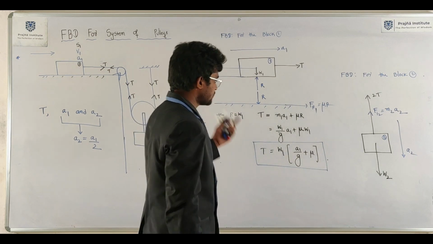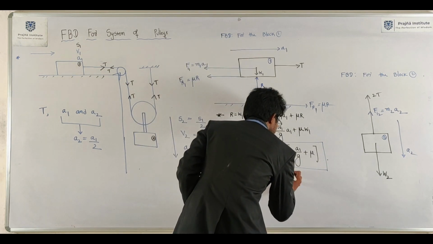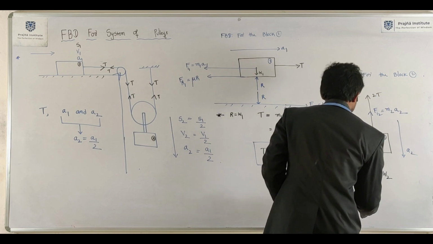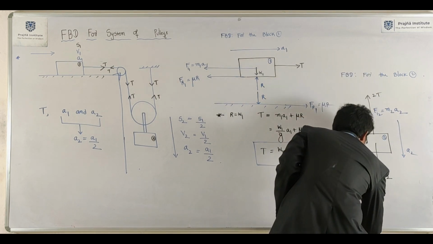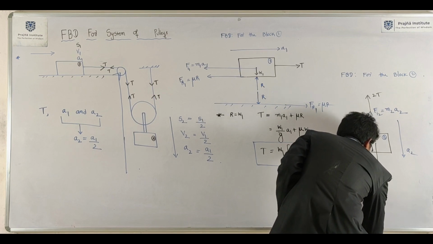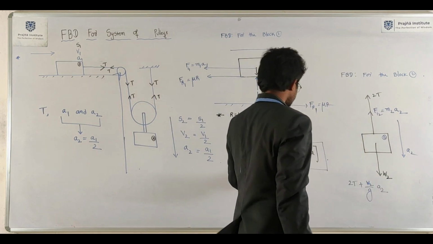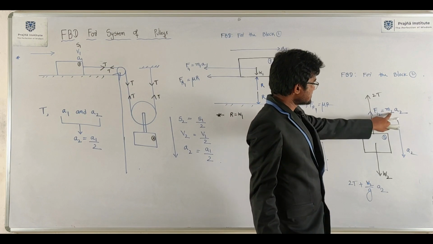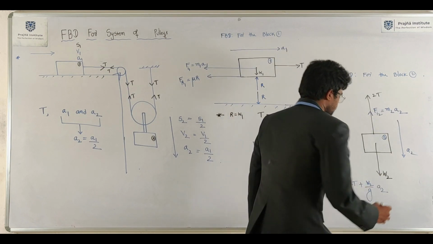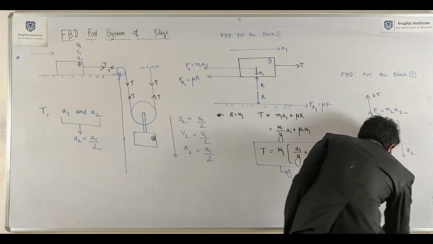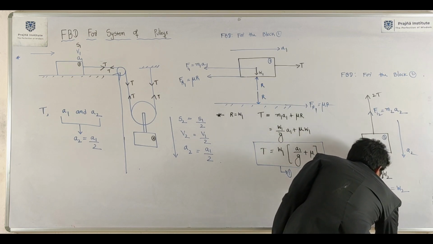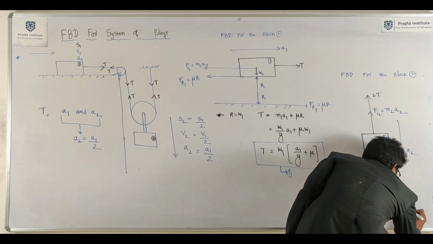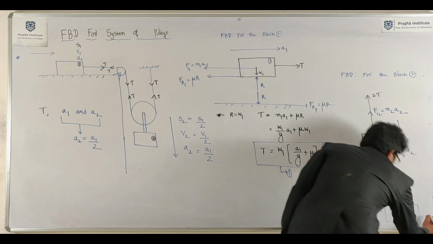Okay, so you will get one equation here. What about this thing? From here, 2T plus W2 by g into a2 is equal to W2. Tension T equal to W2 into 1 minus a2 by g.